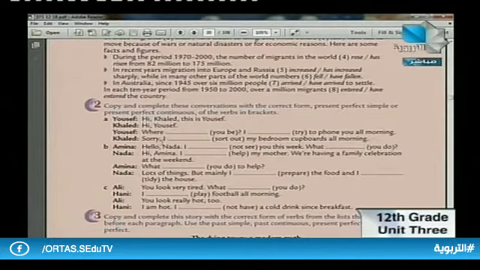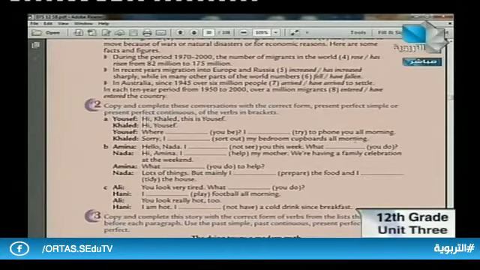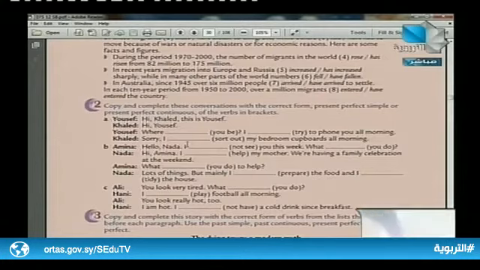Khalid said, sorry, I sort out my bedroom cupboards all morning. Again, we have a phrase here: all morning, all day, all night, all week. All of these indicate the present perfect continuous. I have been sorting out. Here we have to use the continuous form, the present perfect continuous, to indicate a longer period of time for doing an action.